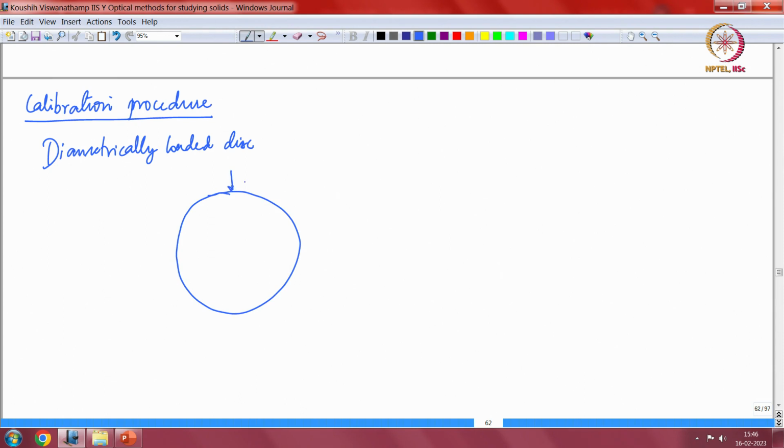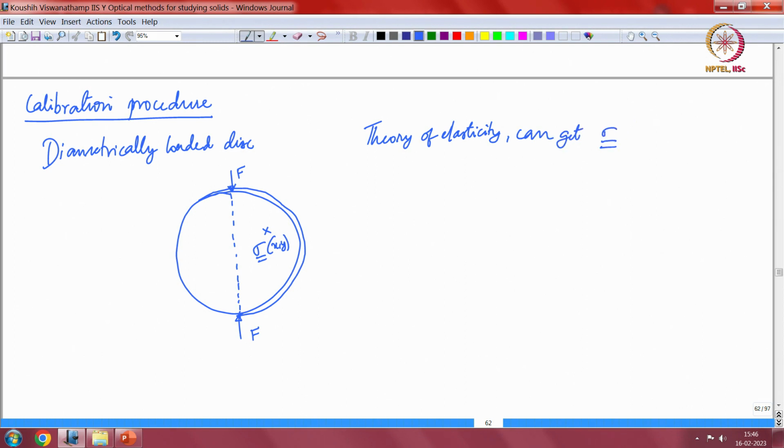So, this is basically just a cylinder, very thin cylinder disc like this, and it is loaded exactly along the diameter by a load F. Okay, this is the force. So, from theory of elasticity, you can get the stress tensor at every point.